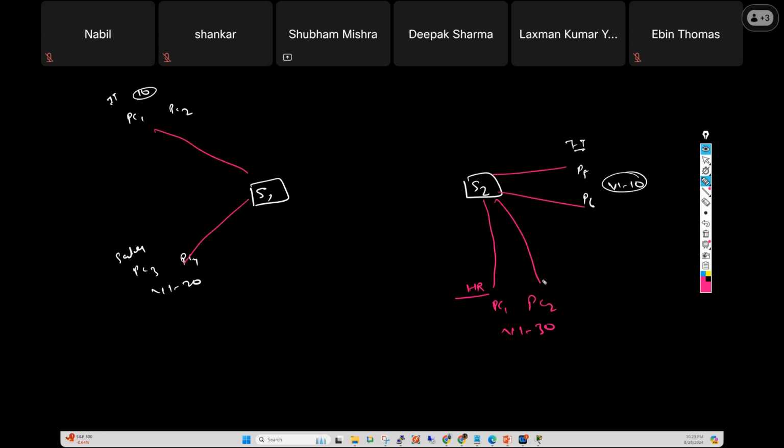Topology is like this. Clear? Now, here we have a router. What we are doing? We are using how many links? 3 links. Really, guys, 3 links.